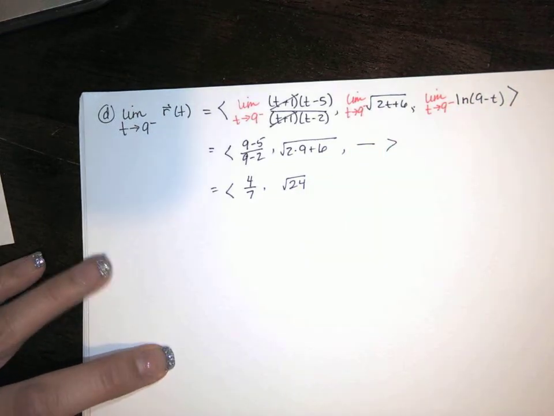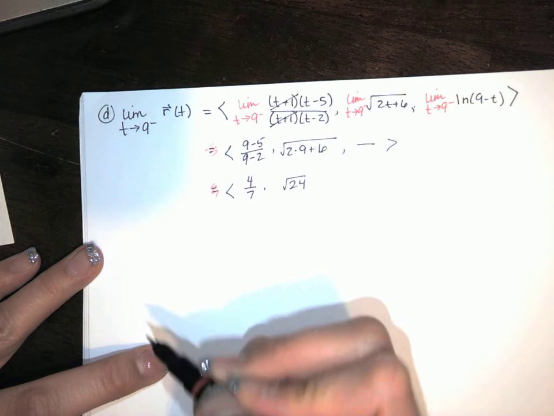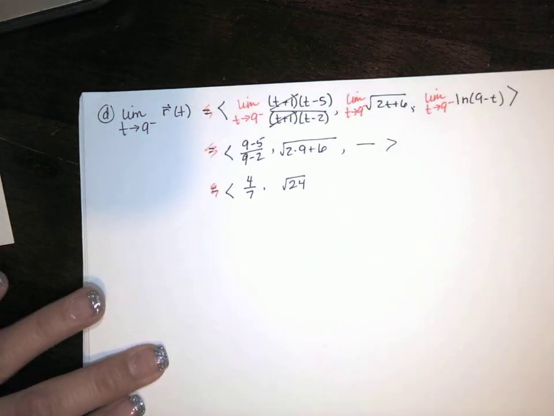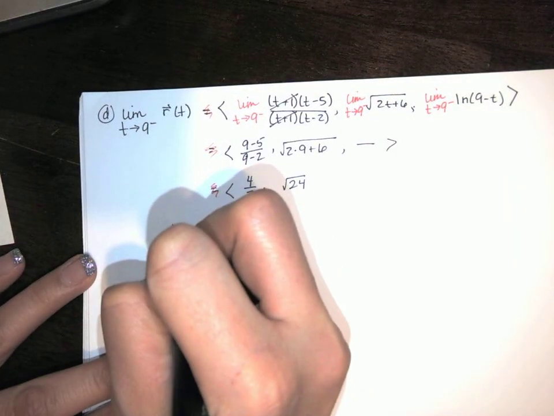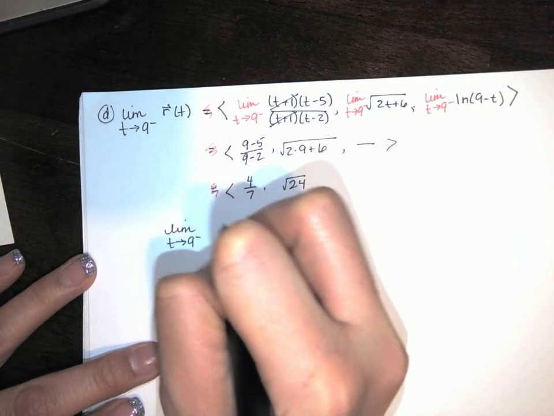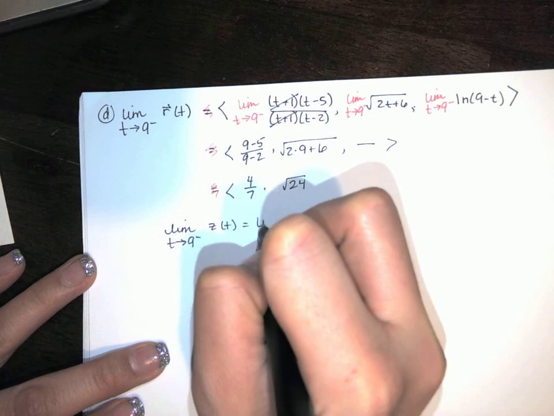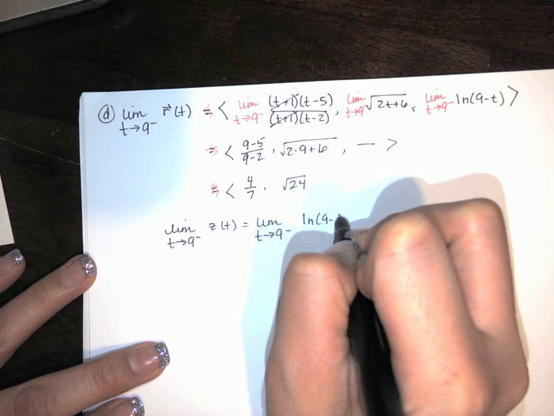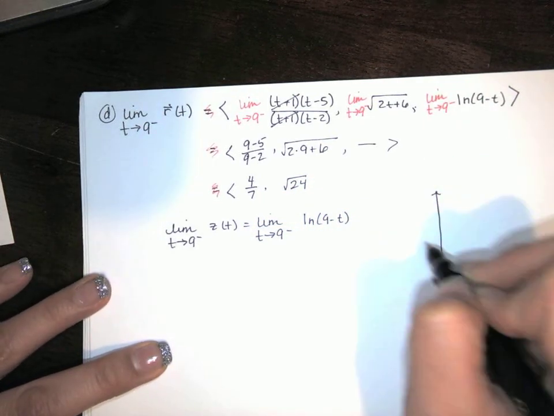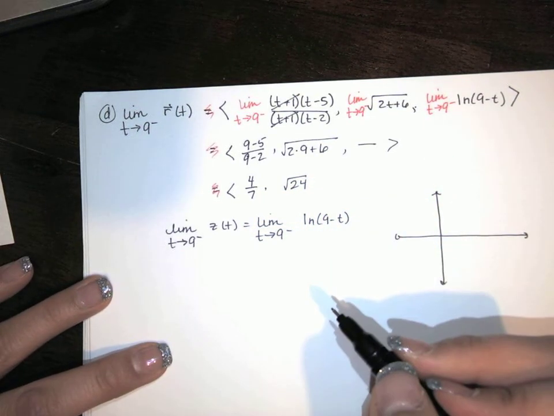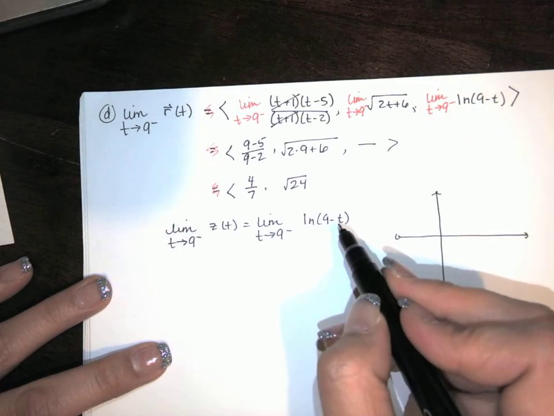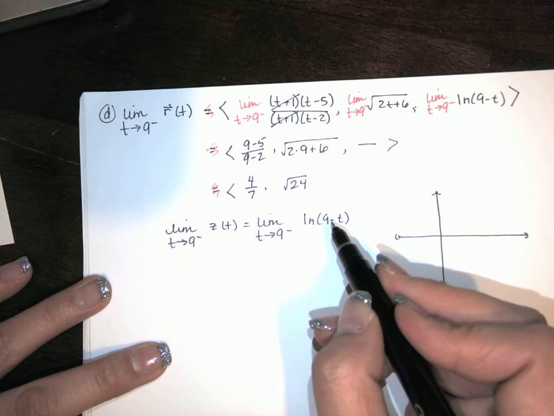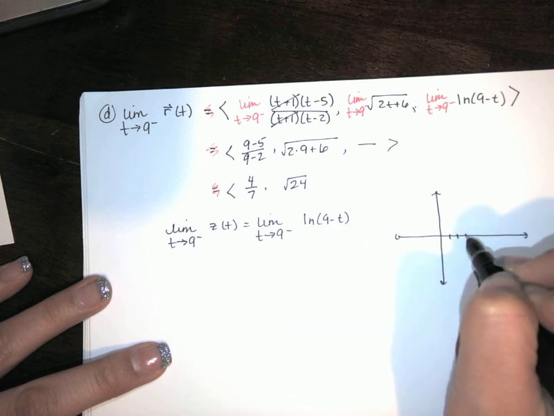So these really aren't equal to each other. I made a mistake. These aren't equal. These are equal provided that the limits exist, and the last one doesn't exist. So let's state that. The limit as t approaches 9 from the left of z of t is the limit as t approaches 9 from the left of natural log of 9 minus t. And here's what this looks like. It has a vertical asymptote when 9 minus t equals 0, because this can't be 0. So we have an asymptote when t equals 9.